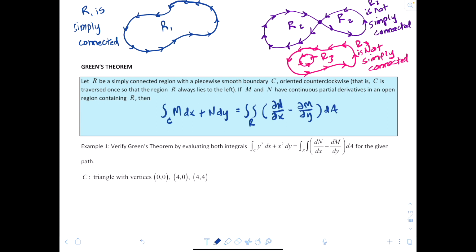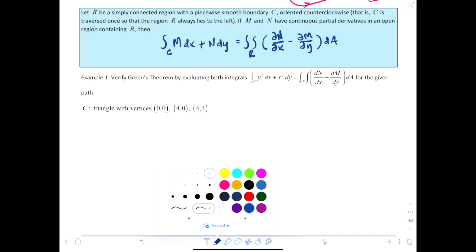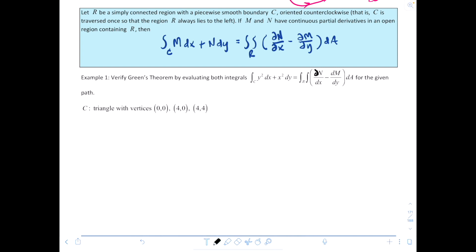Okay, so first example, verify Green's theorem by evaluating both integrals. All right, so the integral along the curve of y squared dx plus x squared dy is equal to the integral on the region of the first partial. Sorry, the notation's bad right here. This should be the first partial of N with respect to x minus the first partial of M with respect to y, with respect to the area region for the given path.